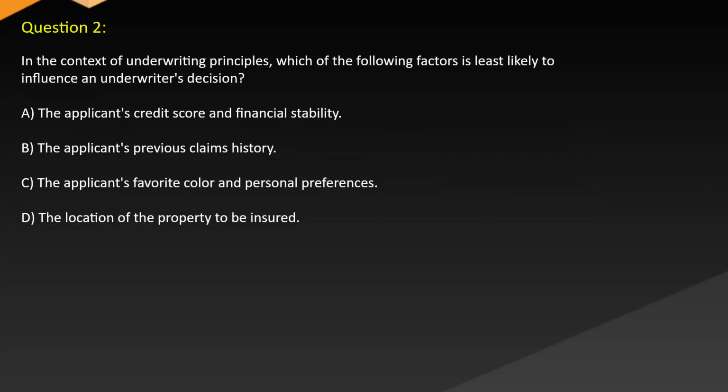Question 2. In the context of underwriting principles, which of the following factors is least likely to influence an underwriter's decision? A. The applicant's credit score and financial stability. B. The applicant's previous claims history. C. The applicant's favorite color and personal preferences. D. The location of the property to be insured.